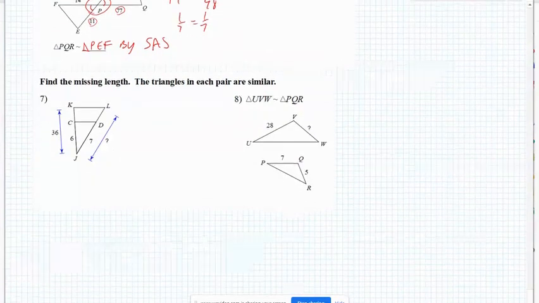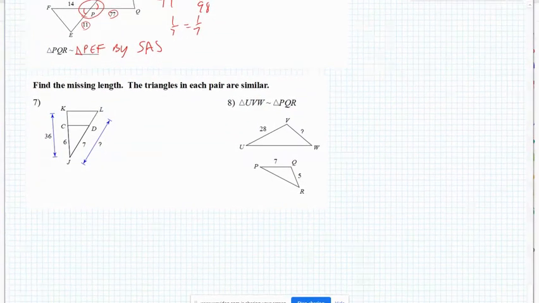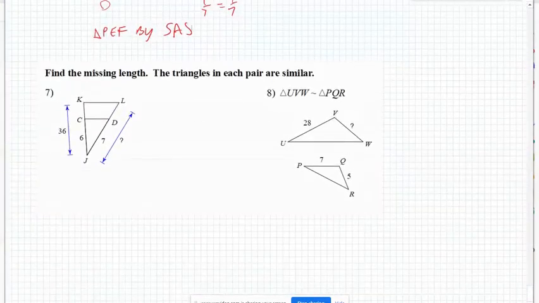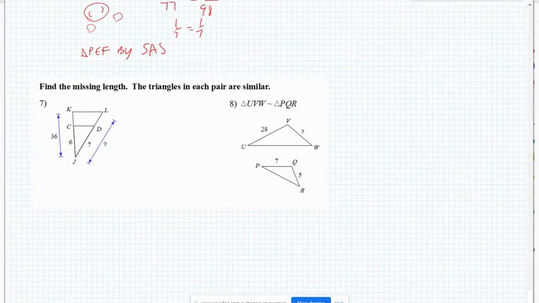Okay, now in problems 7 and 8, this will give you practice writing the proportions. So the given triangles are similar, and so use a proportion to find the missing piece in each one. Okay, so go ahead and pause your video, try 7 and 8, and then press play to check your answers.